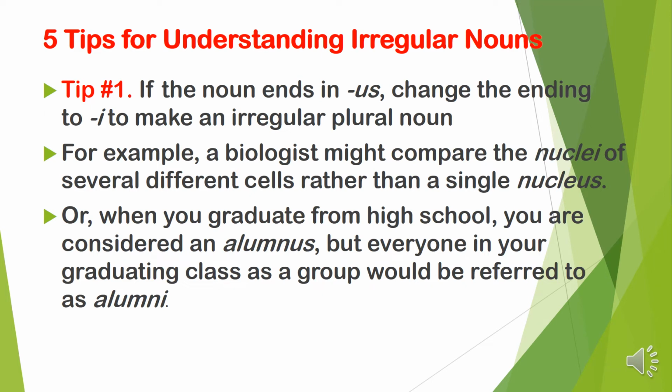Or, when you graduate from high school, you are considered an alumnus. But everyone in your graduating class as a group would be referred to as alumni, right? So take note of that word from singular to plural. So remember, in forming irregular nouns, they generally change their spelling. But in some cases, there are nouns that, from singular to plural, have the same spelling and same pronunciation, but different functions and uses.